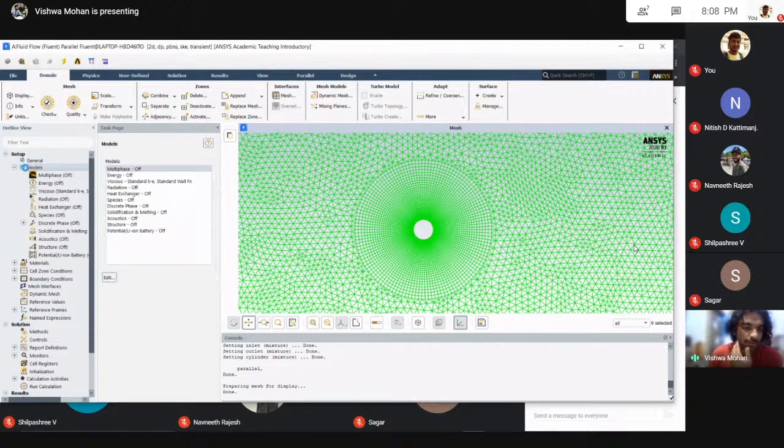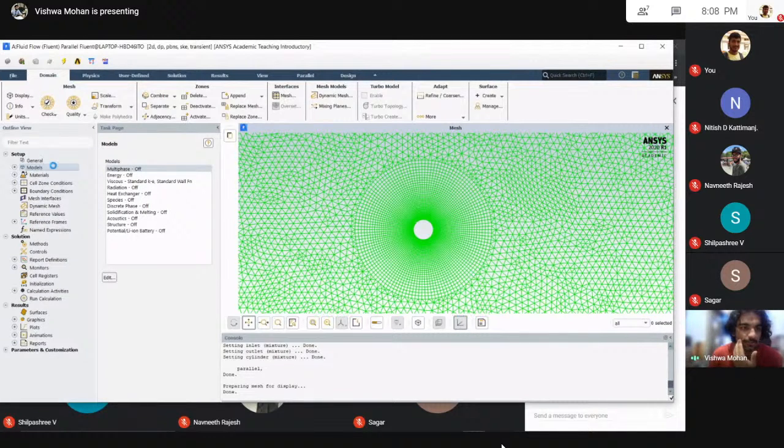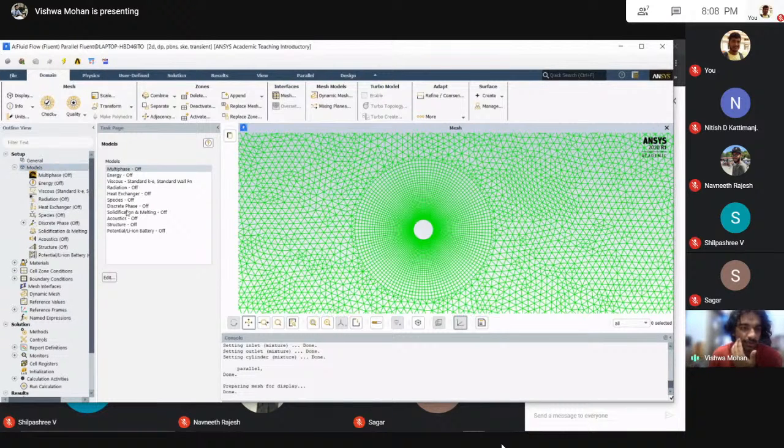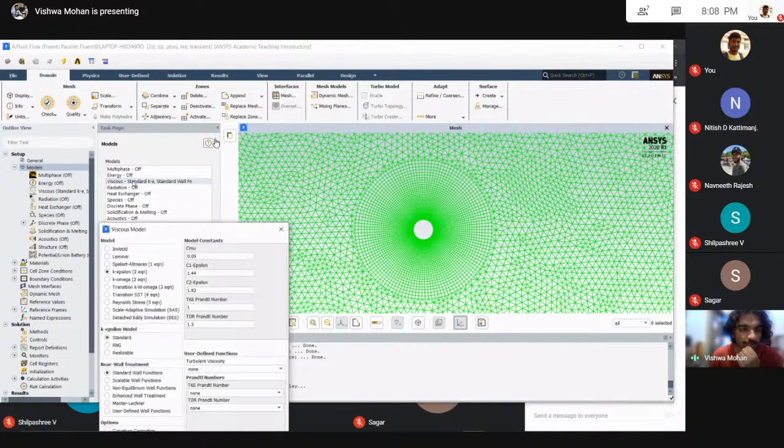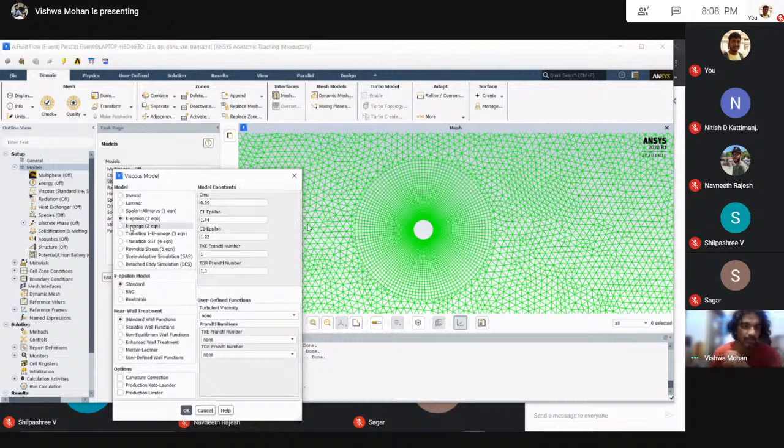Then you go for models, like what I was talking about earlier. There are different models. Let me just show you that. You see a lot of models over here, and for the viscous model, there are certain models given. Here K epsilon, the one I talked about, is there. The K omega model and a lot of other models are there. For this one, we use transient SST, which has 4 equations.